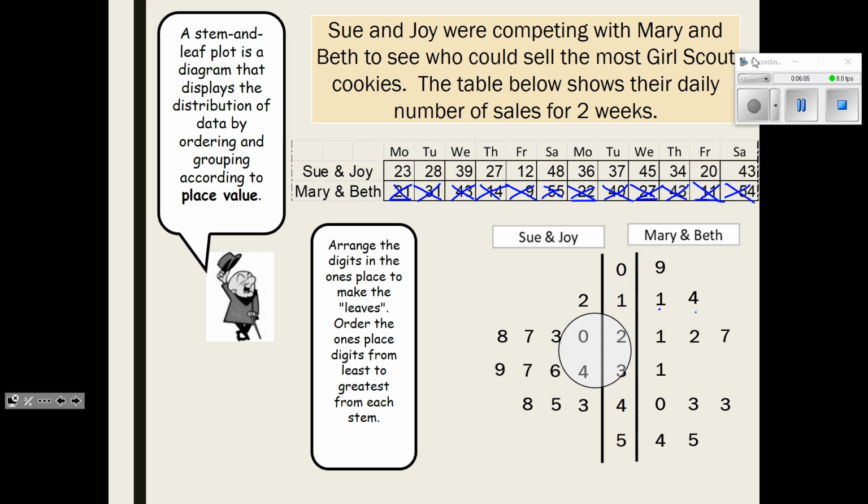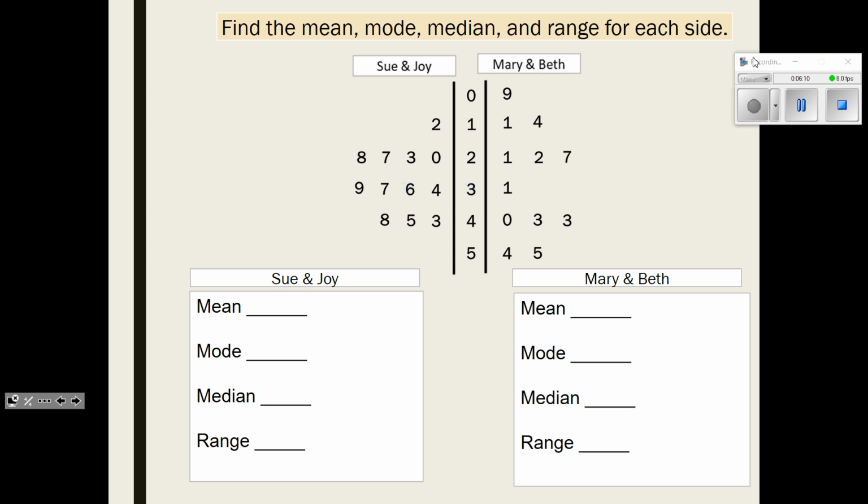Now that you know how to make it and how to read it, we're going to take this information and do some things with it. Here's the same stem and leaf plot. How to find the mean, mode, median, and range. Mean is another word for average.